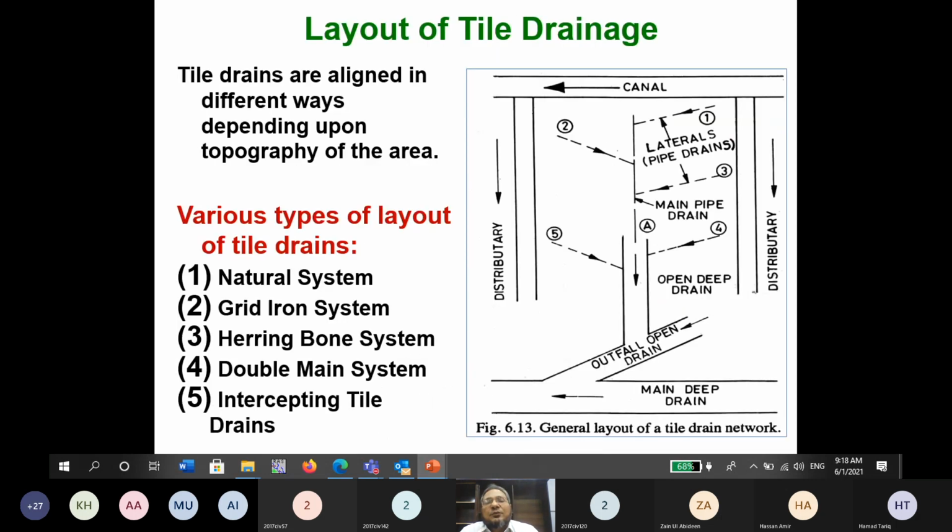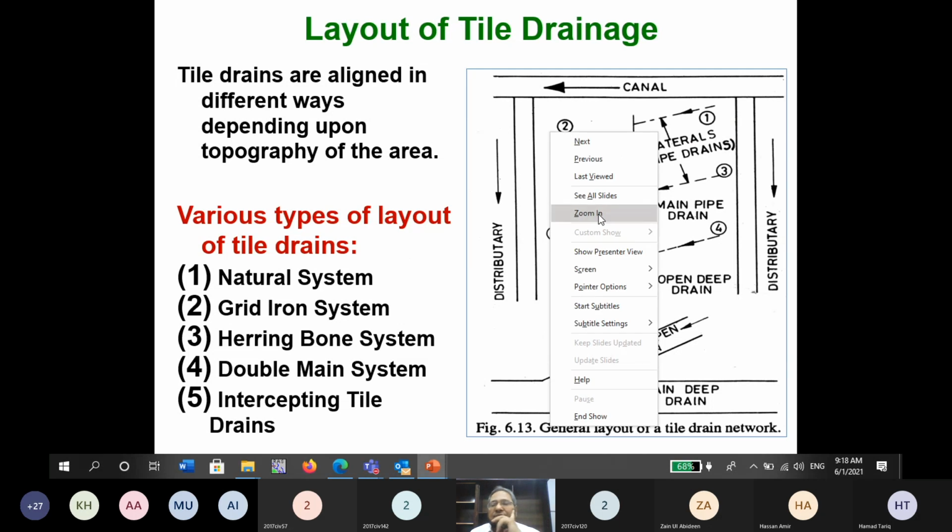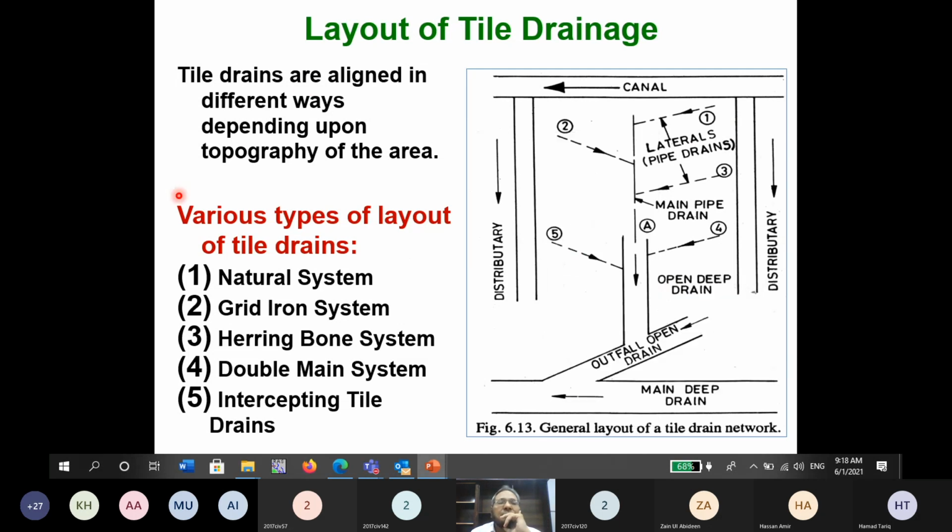Now we have to discuss the layout of tile drains. Tile drains are aligned in different ways depending upon the topography of the area. What does the layout depend on? On the topography of the area. So here is the general layout of a tile drain network. This is the main tile drain, and these are one, two, three, four, five tile drains.